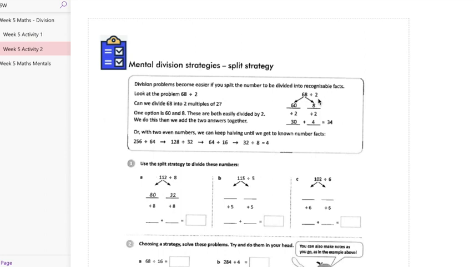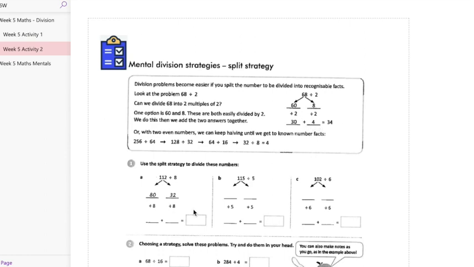Well, one way you could do it is breaking it down into 60 and 8. 60 divided by 2 would give me 30. 8 divided by 2 would give me 4. I would add those two numbers together, 30 plus 4, would give me 34. That shows me that if 68 was divided by 2, I would get the answer 34. And that's completed just by using that split strategy.